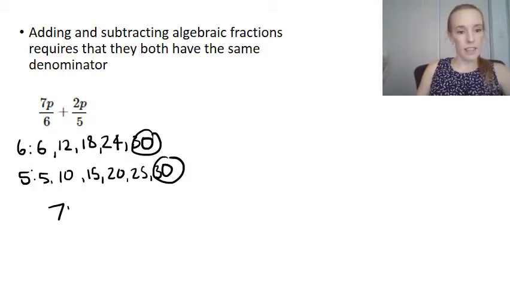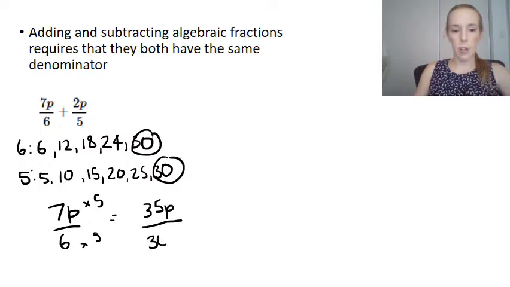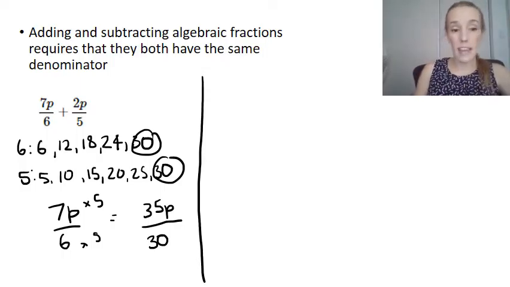So we'll have 7p over 6, and to get our denominator to be 30, we're going to have to multiply that by 5. So 7p times 5 is going to give us 35p over 6 times 5, which is 30. Our second fraction, again, I'm going to divide my page in half. Just keep working down your page in your books.